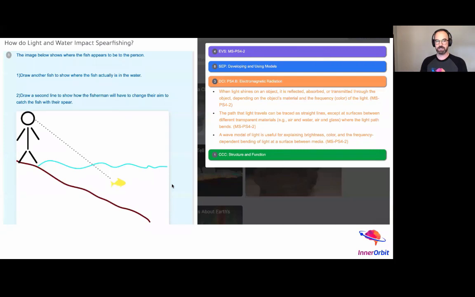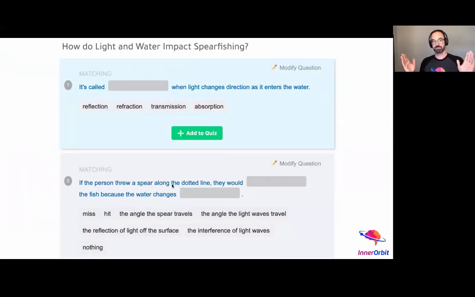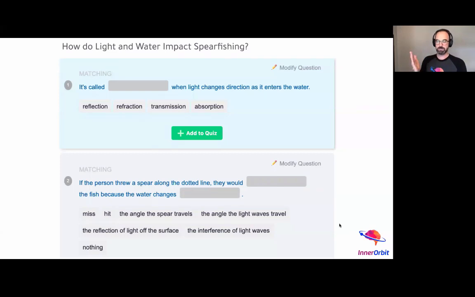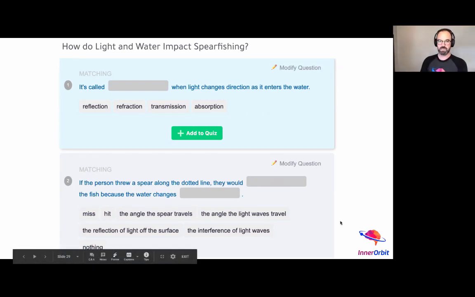The second question is, if a person threw a spear along the dotted line, and we have an image of this dotted line, then they would blank the fish because the water changes blank. Do you think it changes the angle of the spear, the angle light waves travel, reflection of light, the interference of light waves, etc.? So this is just going one step further in the DCI to say, okay, there are some patterns here. If you throw a spear along your line of sight to a fish, you may not end up hitting it. I'm kind of giving away the answer. I feel bad about it.